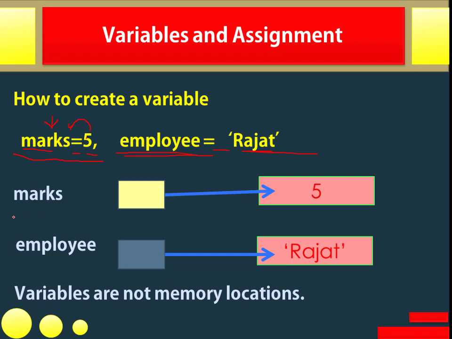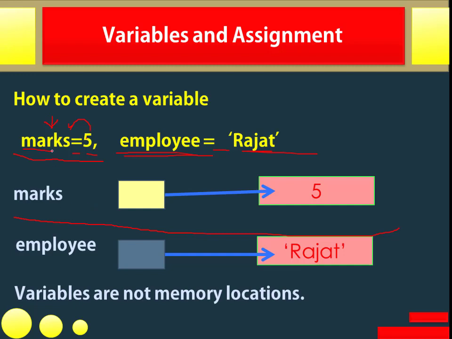Here we can understand it with this diagram. Actually, creating a variable in Python is different from creating a variable in other programming languages like C++ and Java. Why it is different, I will explain a little bit later. Here I'm just explaining what is happening where I'm creating a variable and assigning a value to it.